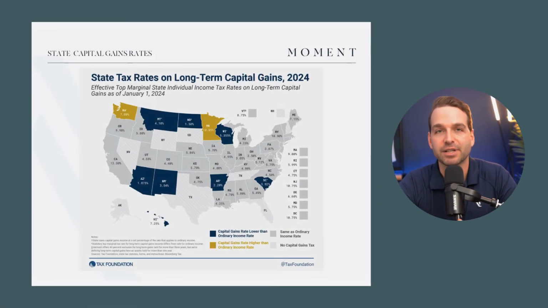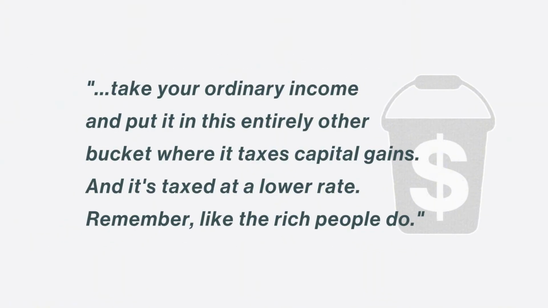For everybody else, listen up. Now, you need to understand that federal capital gains tax rates are just the start of this. We also need to include our state income tax rates. So what you're looking at here is most states tax capital gains at the same rate that they tax ordinary income. So it's really important to understand, how does your state tax your potential capital gains? Because remember, the whole point of this video is to show you how you can take your ordinary income and put it in this entirely other bucket where it's taxed as capital gains and it's taxed at a lower rate. Remember, like the rich people do.